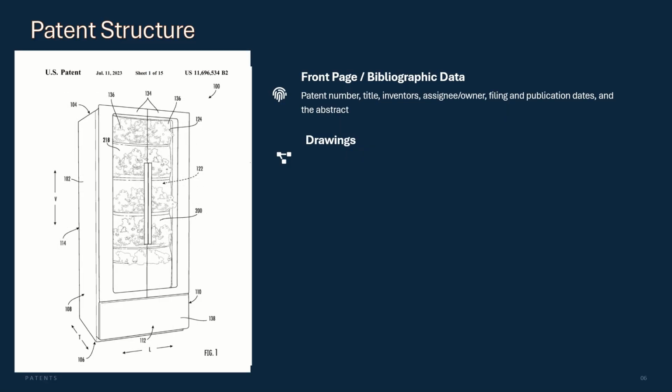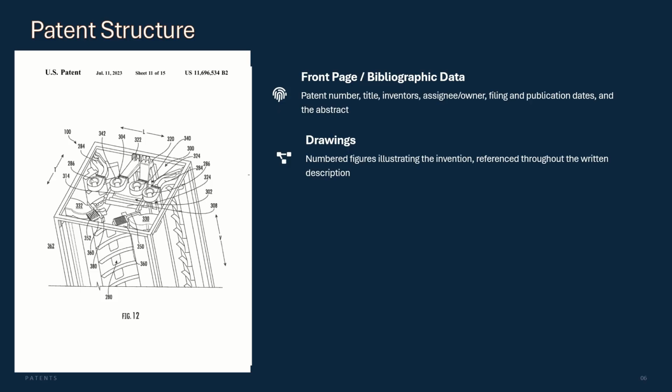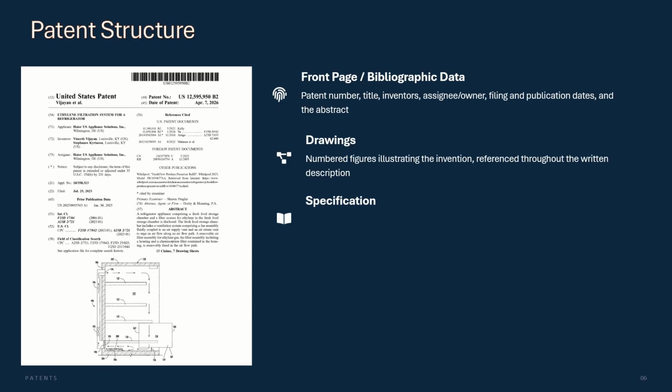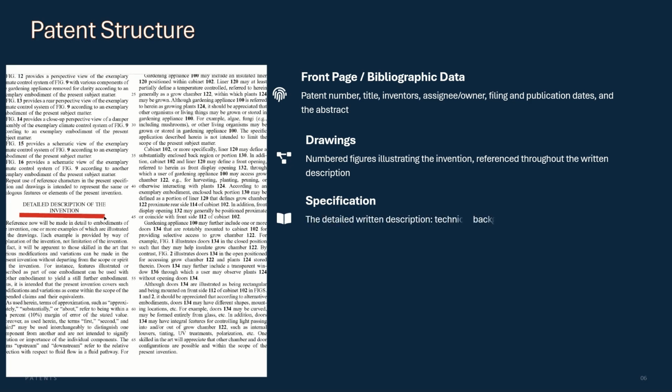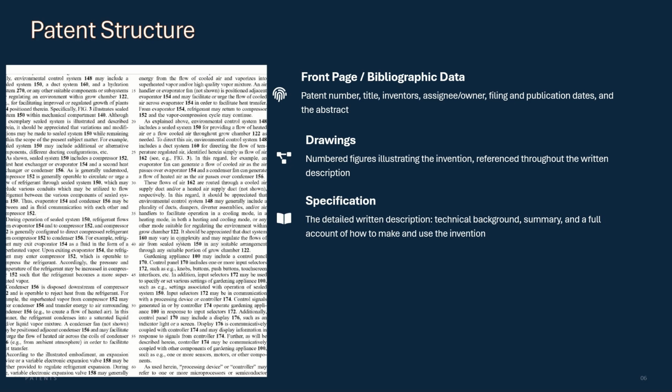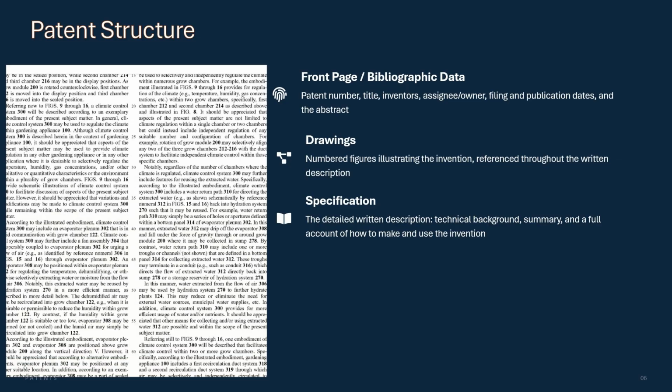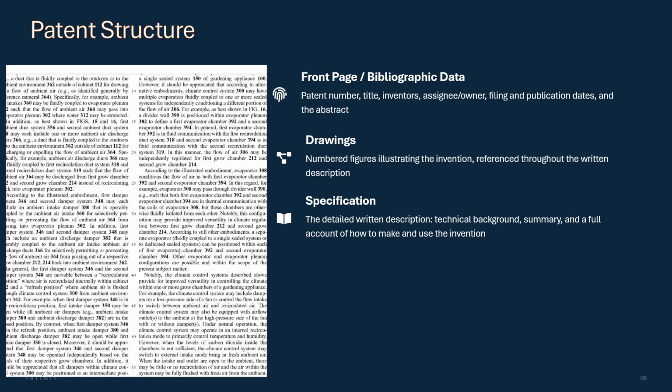The drawings with the numbered components visually illustrate the invention and are referenced throughout the document. The third section is the specification. This provides the detailed technical description. It explains the problem being solved, the invention itself, and how it can be implemented.